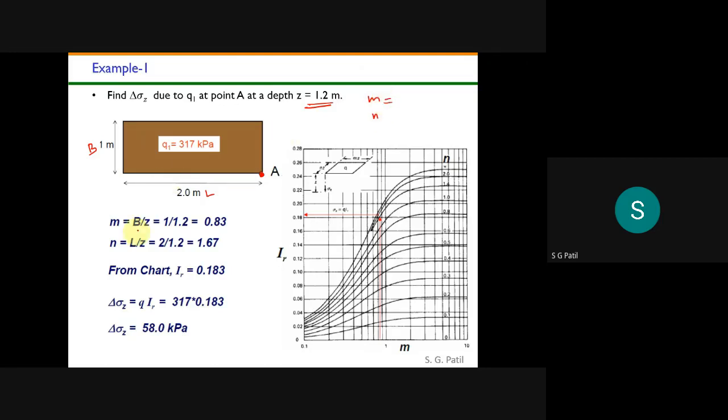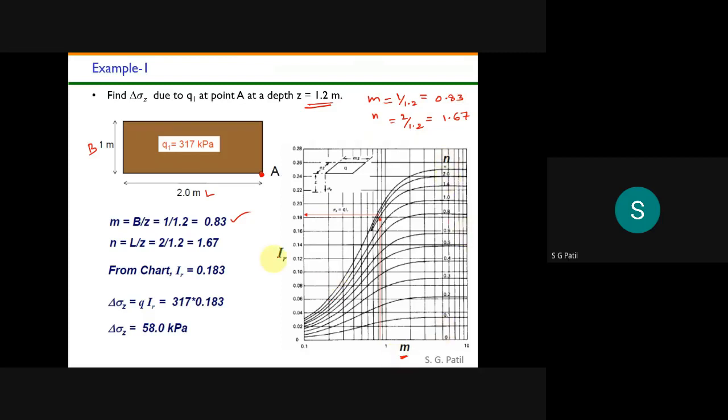M is equal to b by z. B is 1 meter, so 1 by 1.2. N is equal to L by z. L is 2 meter, so 2 by 1.2. So 1 by 1.2 is how much? 0.83. And 2 by 1.2 is how much? 1.67. Okay, now I got the m and n values. This is my m value and these are my n values.